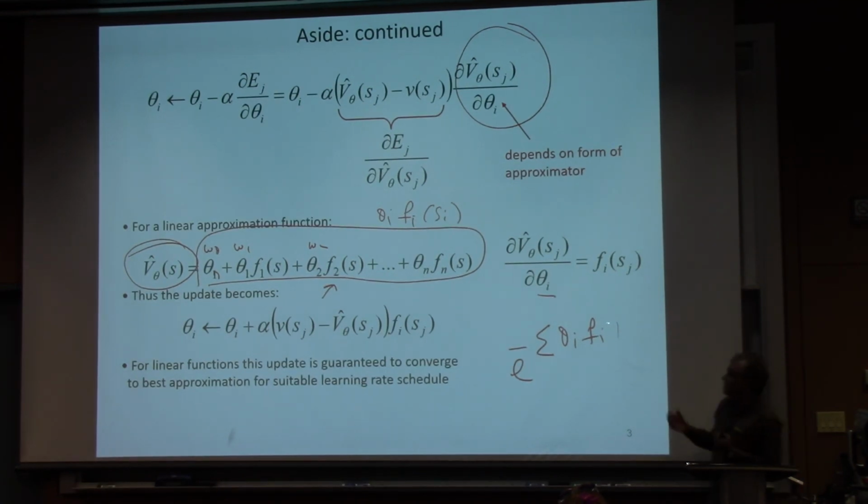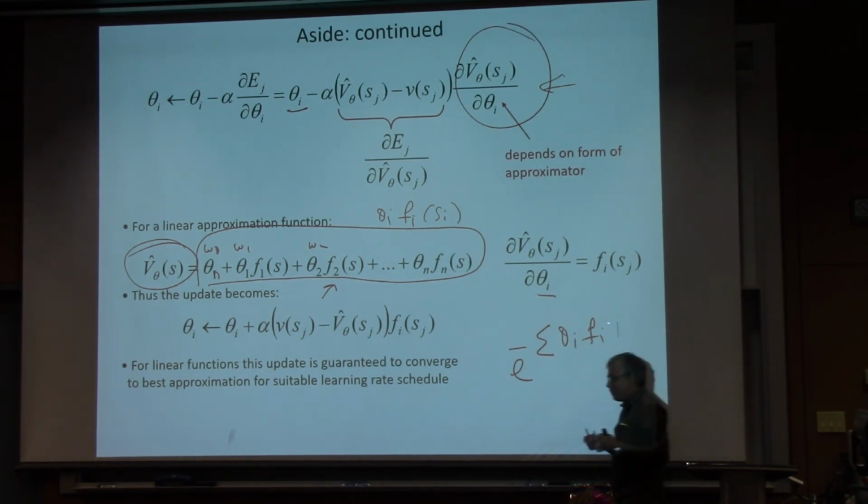What is phi I of s? That's just the feature value of the ith feature at that particular state. So what you are saying is that theta I, the ith weight, should be changed in the following way: alpha times the difference between the overall predicted value of the state and the overall true value of the state, times the feature value for that particular weight, phi I, for that state. You see what I'm saying?